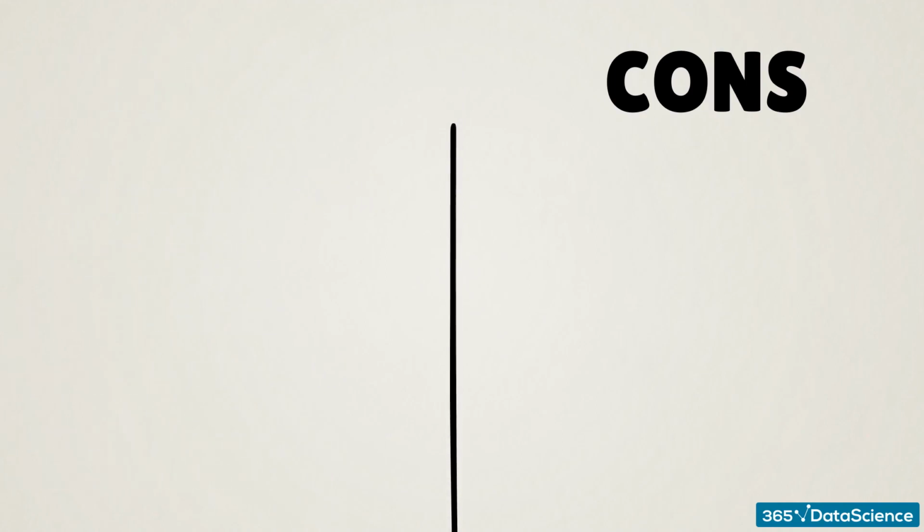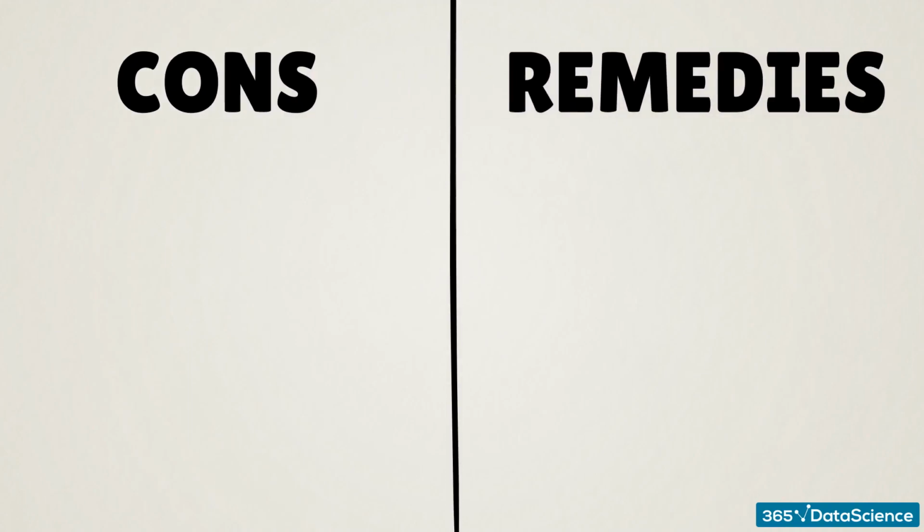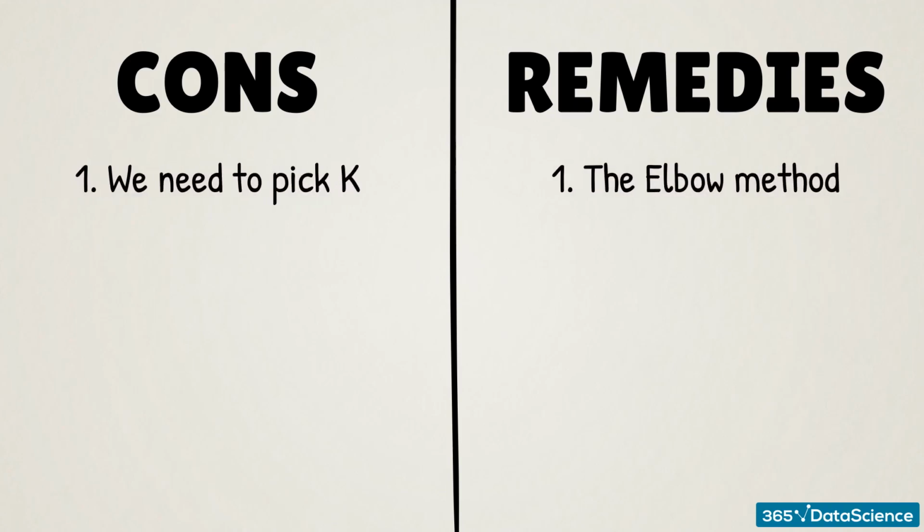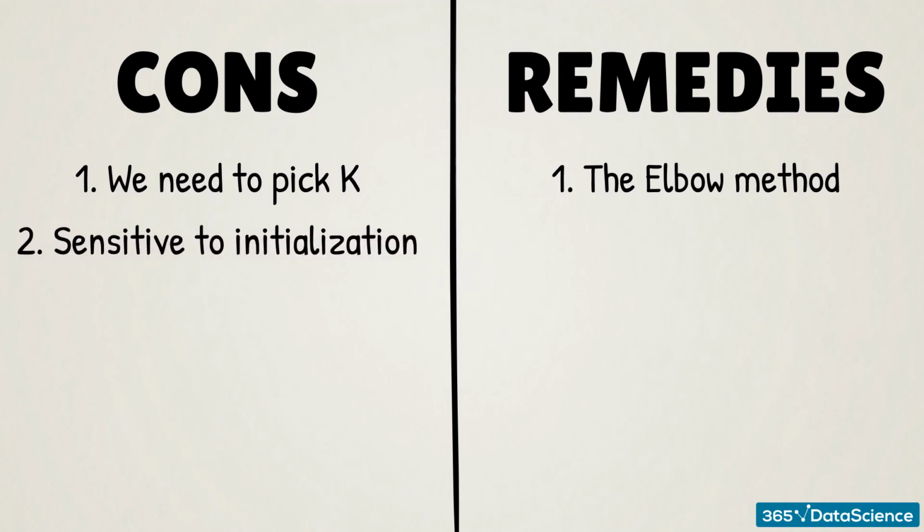Time for the cons. We will dig a bit into them as they are very interesting to explore. Moreover, this lecture will solidify your understanding like no other. The first con is that we need to pick k. As we already saw, the elbow method fixes that, but it is not extremely scientific per se. Second, k-means is sensitive to initialization. That's a very interesting problem.